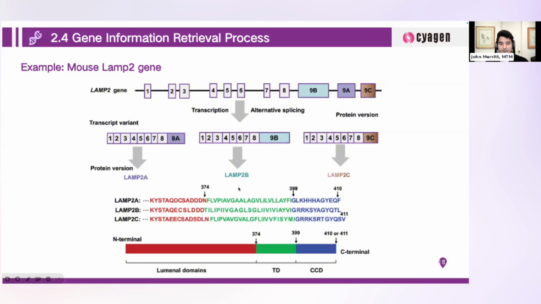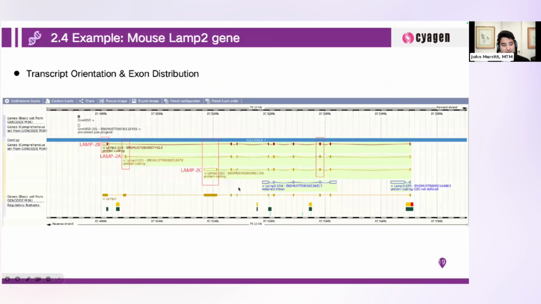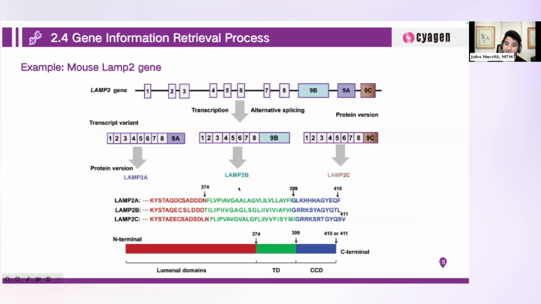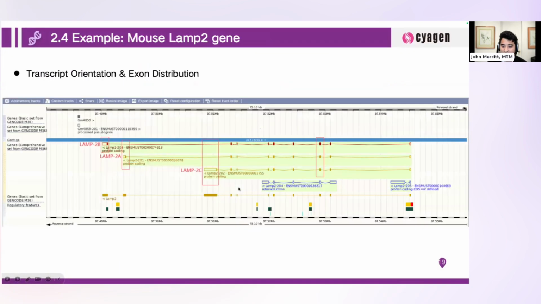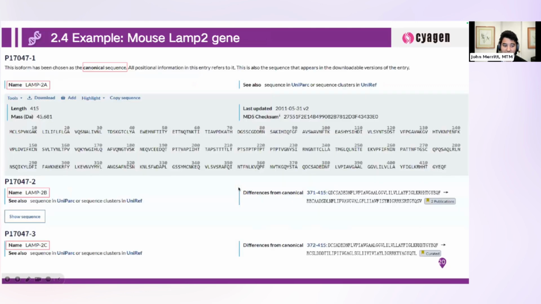Here's what it looks like on the track, and you'll find that these three transcripts, or isoforms, are different in the last exon, which is 9A, 9B, and 9C. The beginning is all the same. And so we've selected the canonical sequence, and I can look it up for you.